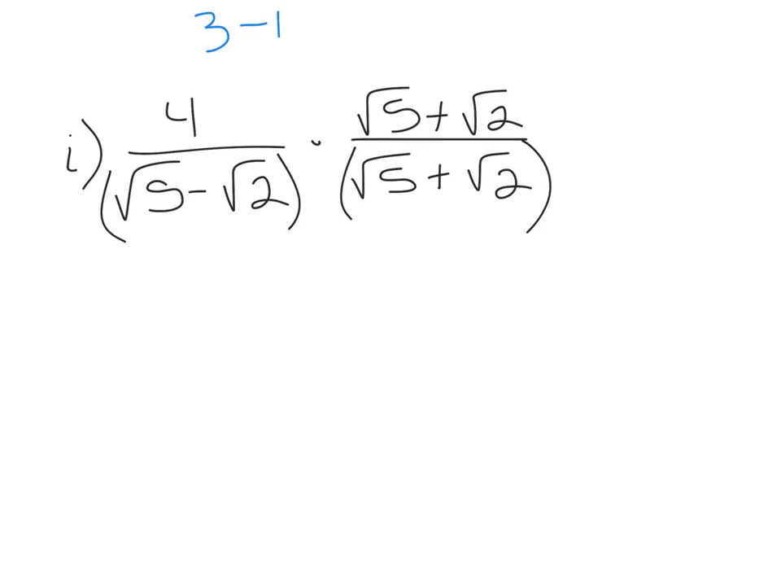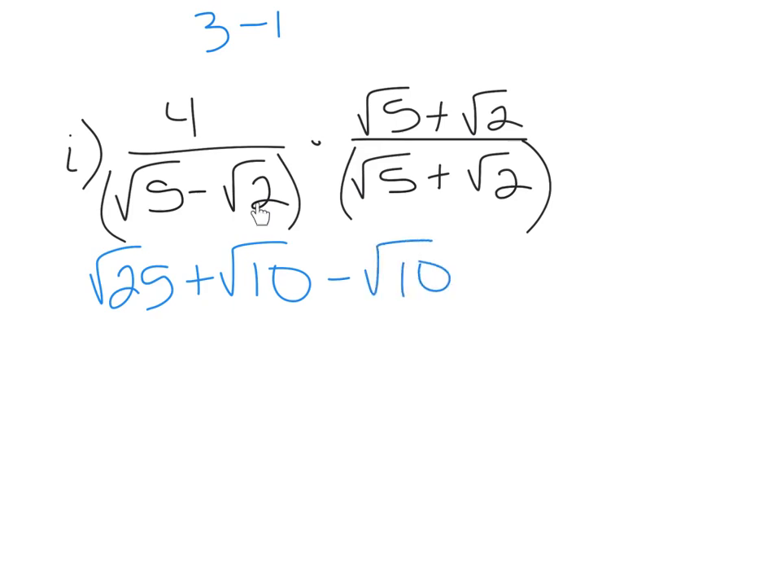Okay, so square root of 5 times square root of 5 makes the square root of 25. Square root of 5 times square root of 2 makes a square root of 10. Then square root of 2, this is a negative, square root of 2 times the square root of 5 makes a negative square root of 10. Those, of course, are going to cancel. Then the negative square root of 2 times the positive square root of 2 makes a negative square root of 4. We're going to simplify.